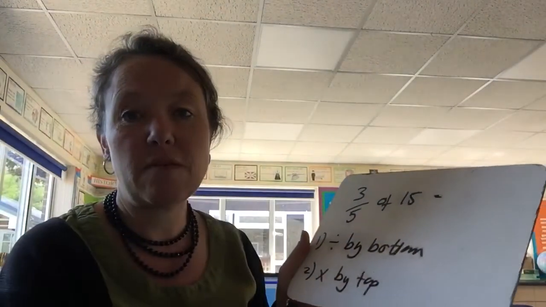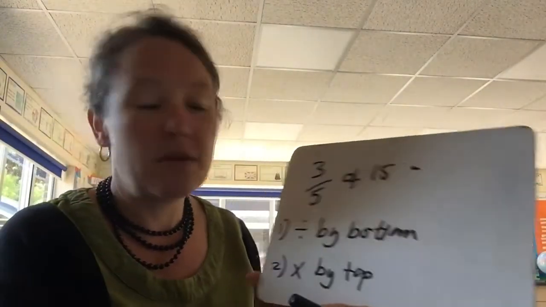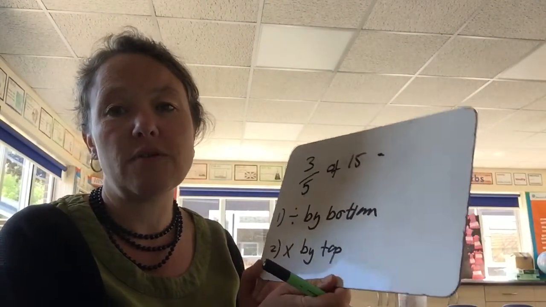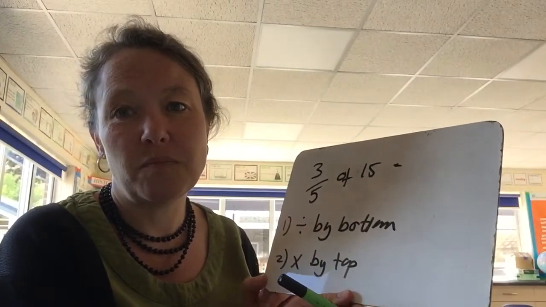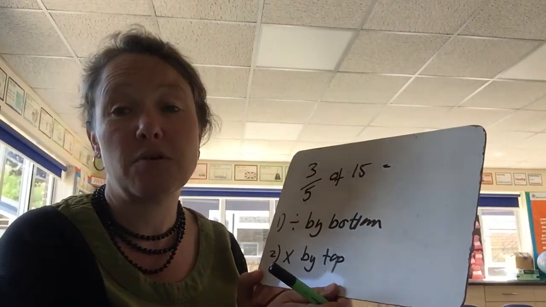Okay, now remember there are some fancy words we could use for the bottom and the top number. The bottom number is the denominator and the top number is the numerator. Now you don't need to know that at this stage. You will need to know it later on, but if you remember that, that's quite a good thing to remember.